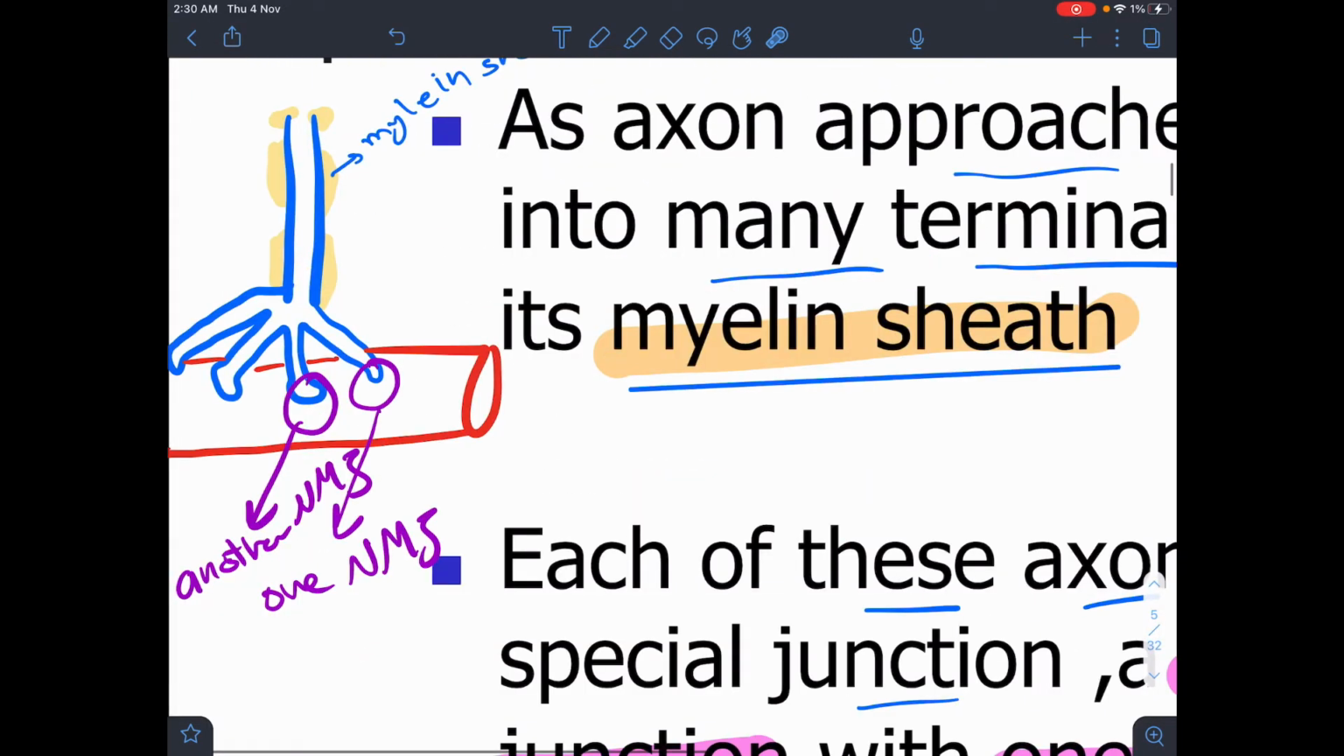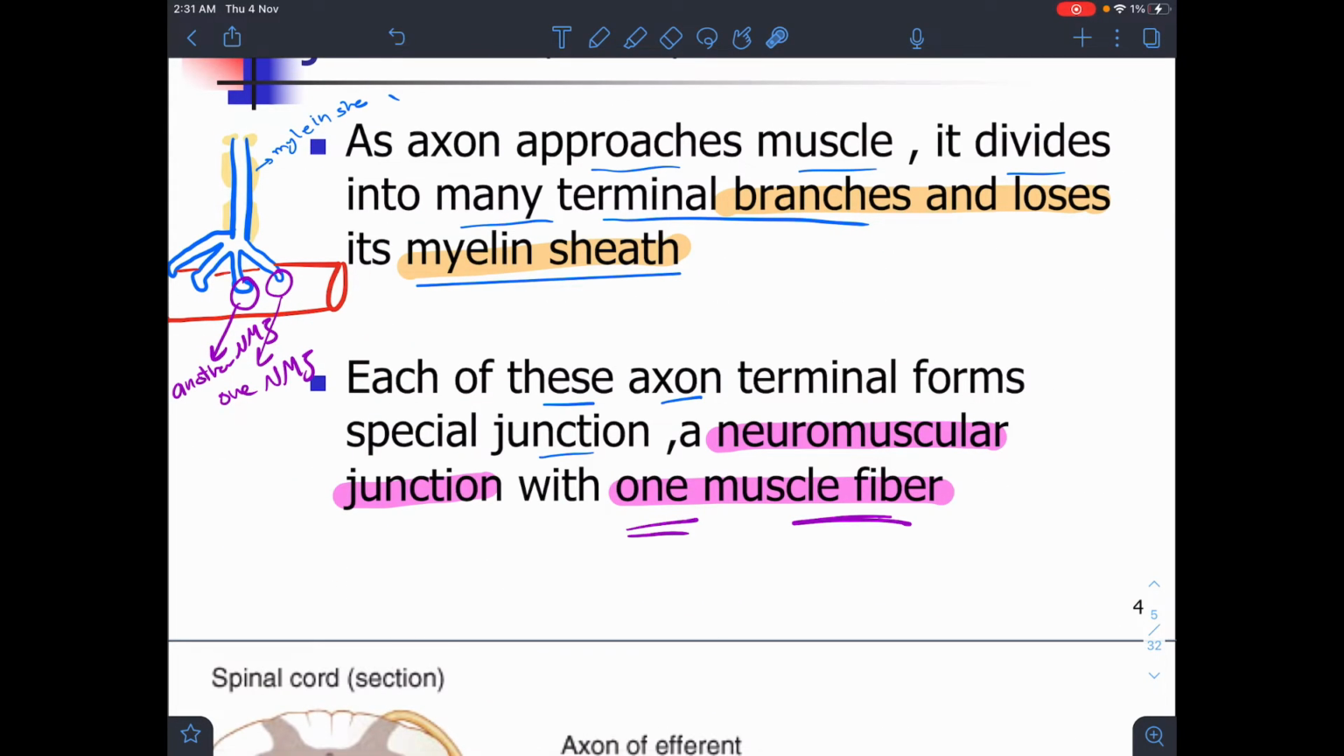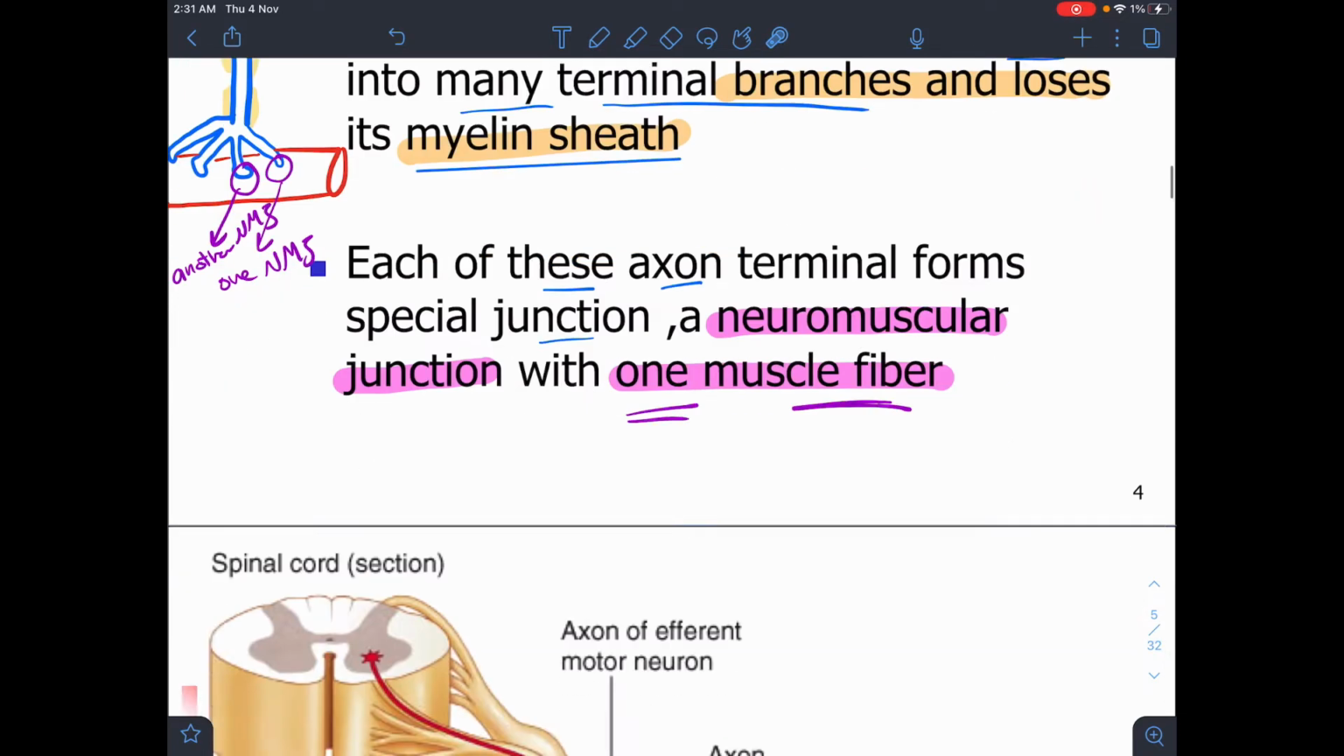So هنا عندي neuromuscular junction where the axon terminal is there on the muscle. One neuromuscular junction. Here I have another neuromuscular junction, another, and another. So the axon approaches the muscle, divides into many terminal branches, and the myelin sheath is lost at the end. هنا ما راح يكون في myelin sheath, but the axon, of course, has a myelin sheath. These axon terminals form a special junction, the neuromuscular junction, with one muscle fiber. هذا قاعد يغذي one muscle fiber, هذه قاعد تغذي هذه المسل fiber, هذه قاعد تغذي هذه, وهذه قاعد تغذي هذه. So it just goes on in a really accurate way.